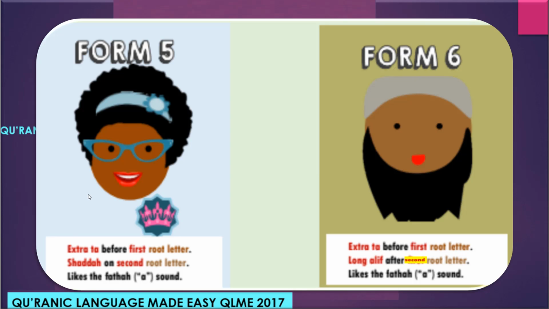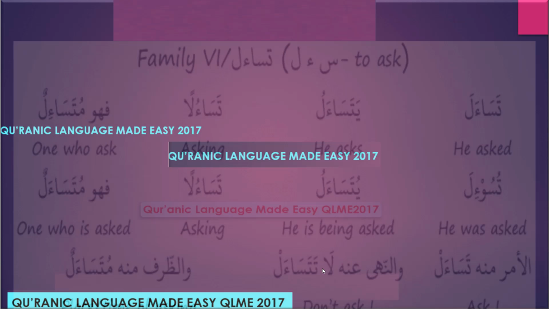And the difference between form 6 and form 5 is form 5 has an extra ta before the first root letter, shadda on the second root letter, and likes the fatha a sound. And form 6 is extra ta before the first root letter, long alif after the first root letter, and it likes the fatha a sound.